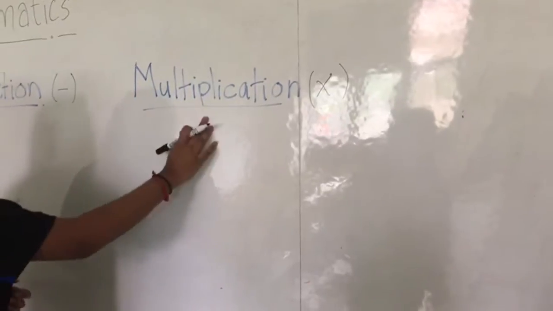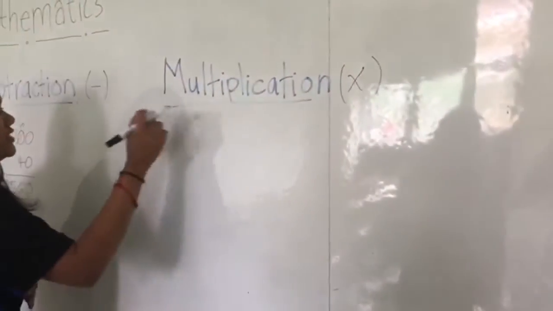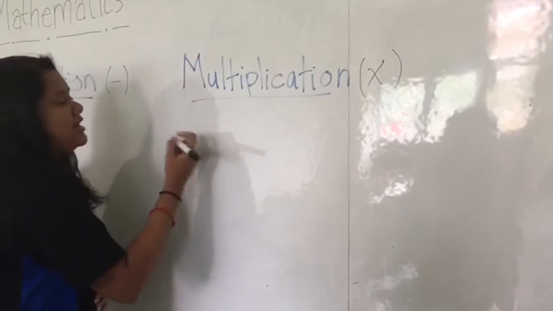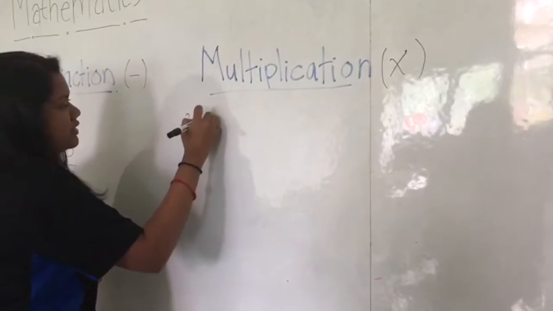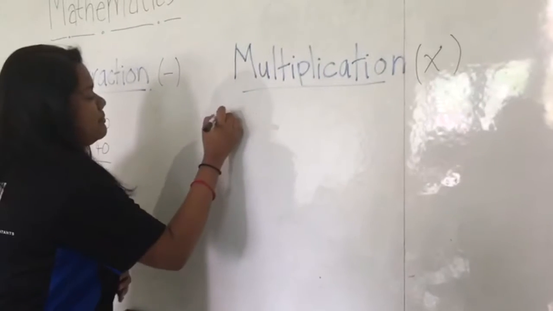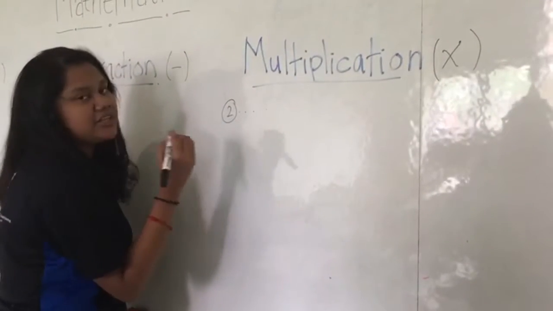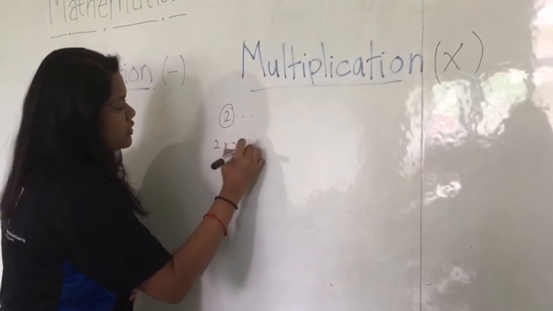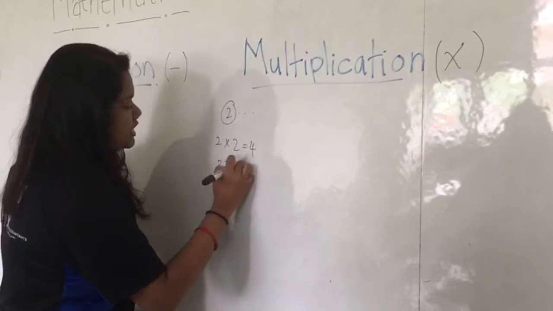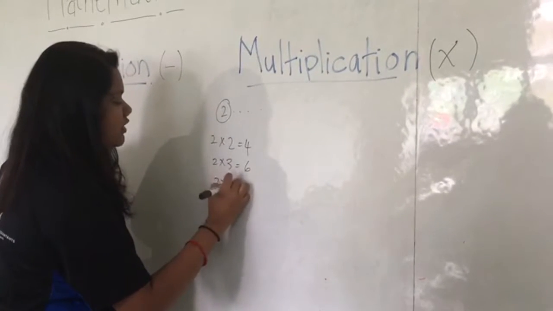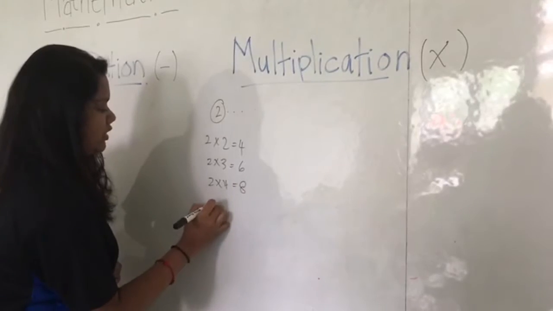Okay, as for multiplication, also known as times. There's this thing called the multiplication table, which starts from 2 and onwards. So for example, I take 2. The multiplication table will be 2 times 2 equals 4, 2 times 3 equals 6, 2 times 4 equals 8, and so on.